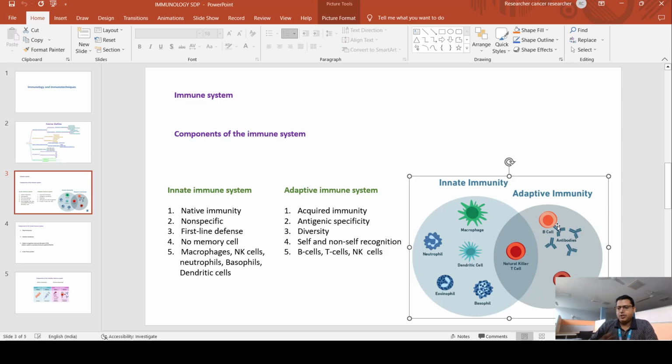So what is the function of these B cells? B cells will produce the antibody against the particular bacteria, and also produce the memory cells. So these memory cells in the adaptive immune system keep the memory, but the innate immune system does not keep any memory. So it is the natural killer cell which is common between the innate immunity and the adaptive immunity.